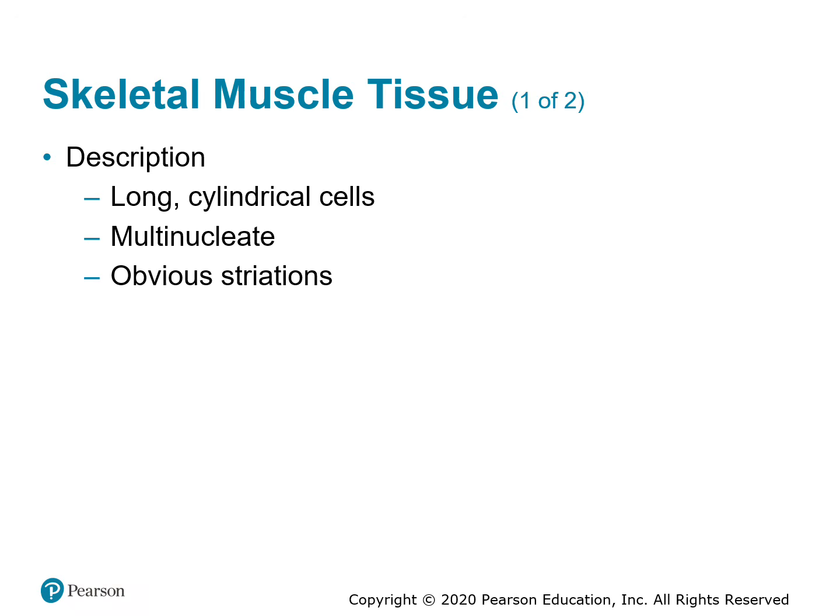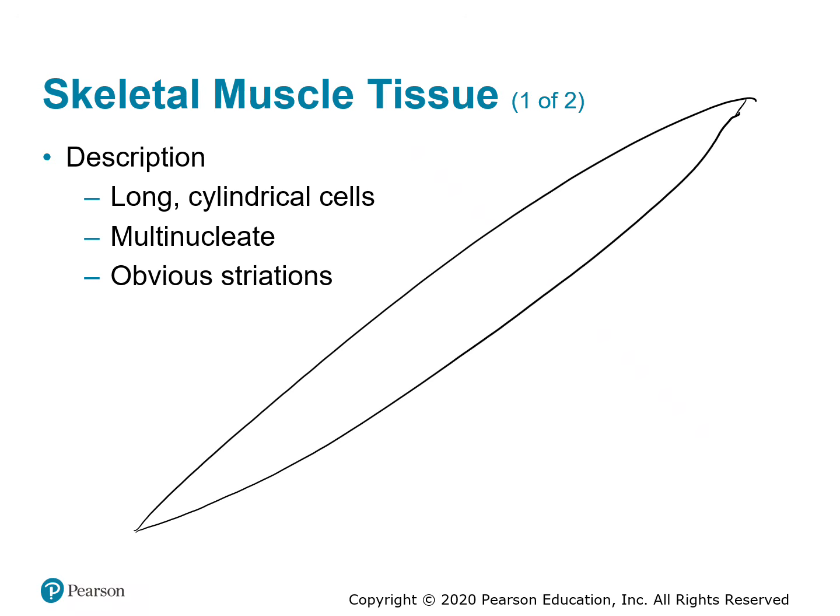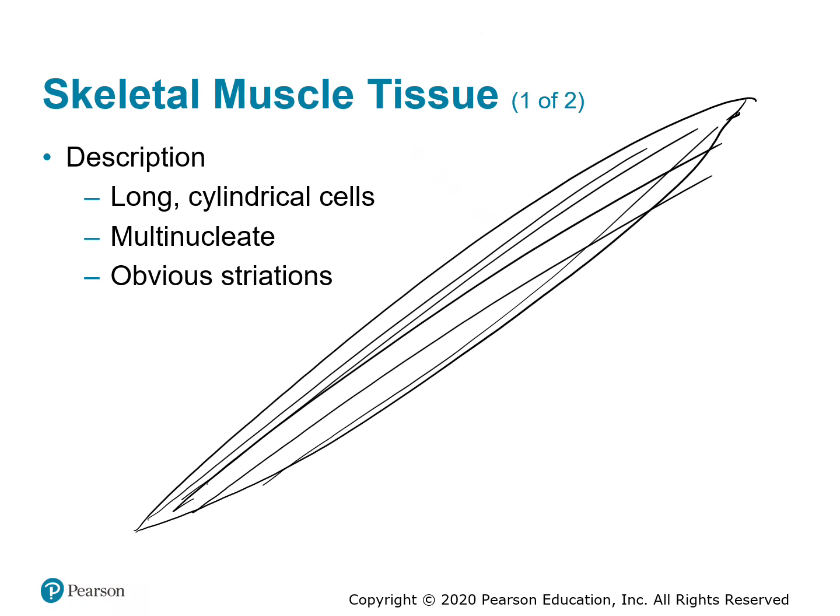Skeletal muscle tissue is going to have these very long cylindrical cells, look kind of like this, right? And these cells will have what we call striations. Okay? They will also have multiple nuclei. Okay? Very long cylindrical cells, multinucleated, many nuclei, and these very obvious striations. These striations are like stripes, stripies. Okay?